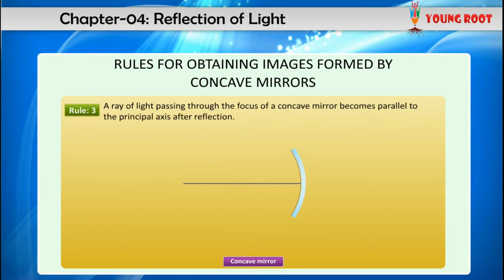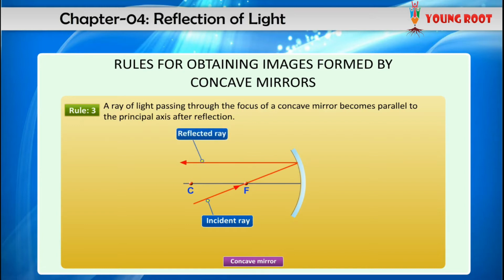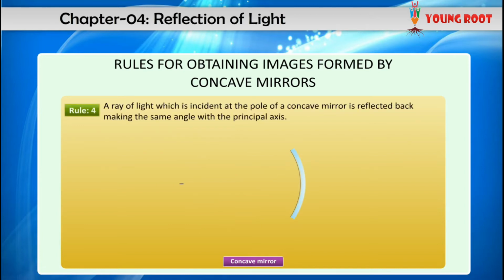Rule 3. A ray of light passing through the focus of a concave mirror becomes parallel to the principal axis after reflection. Rule 4. A ray of light which is incident at the pole of a concave mirror is reflected back, making the same angle with the principal axis.